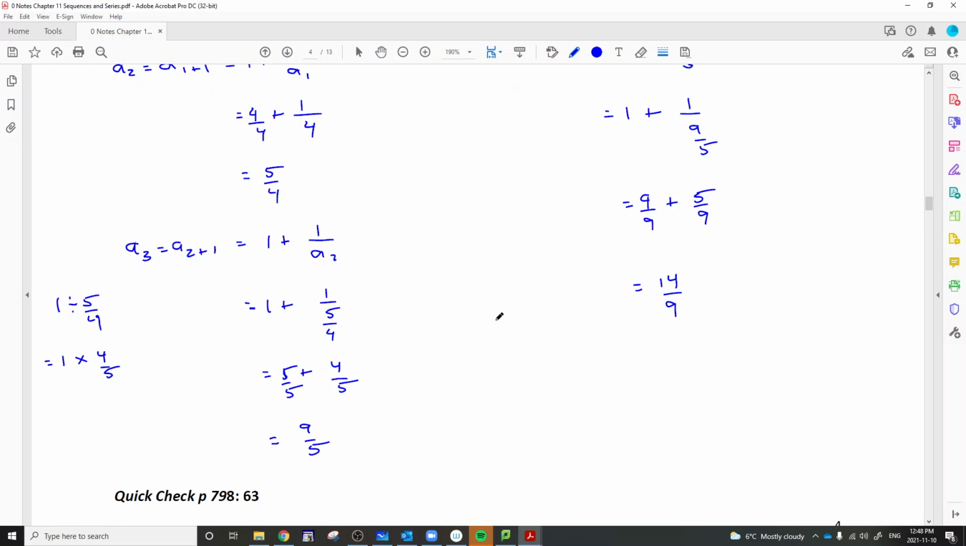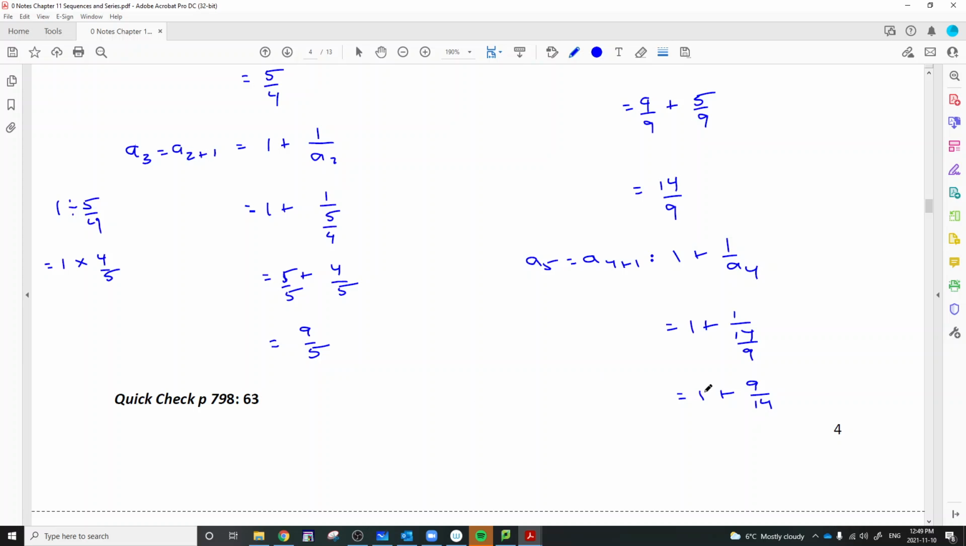Now to find the fifth and last term, it's going to be when n is 4, and it's going to be 1 plus 1 over the fourth term. So it's going to be 1 plus 1 divided by 14/9, which would be the same as 1 plus 9/14. And again, create your common denominator. So 14 plus 9 is 23/14.